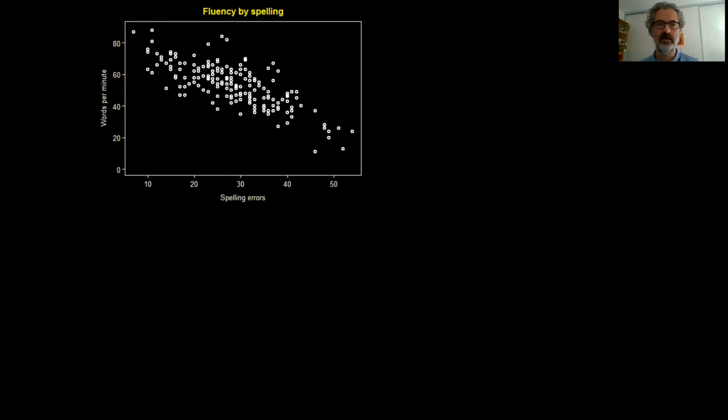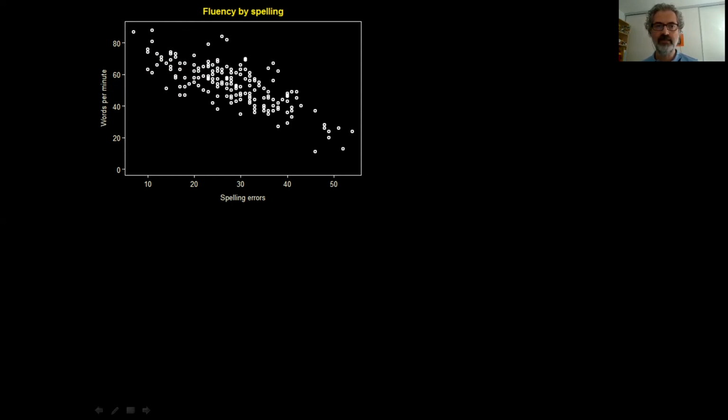Indeed, the points are relatively clustered around an imaginary line going like this, which is consistent with a relatively strong relationship between spelling and fluency. More specifically, we see that higher word reading efficiency or higher fluency is associated with fewer spelling errors. This makes a lot of sense. It means that kids who read more efficiently are also better spellers. And this is what this graph shows us. There is a clear relationship between spelling and word reading efficiency or fluency.